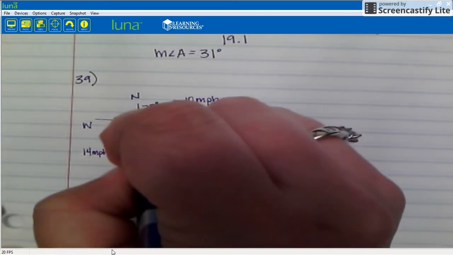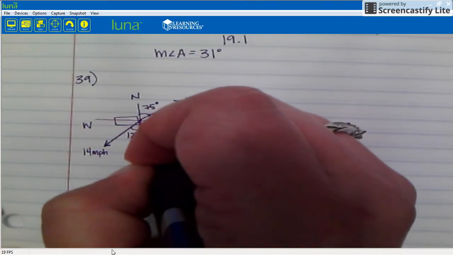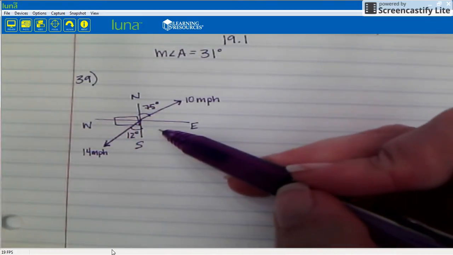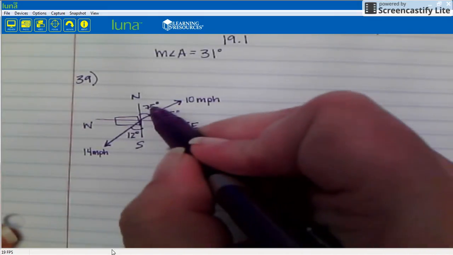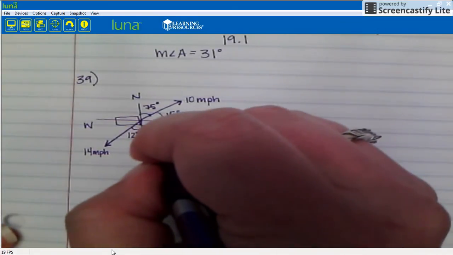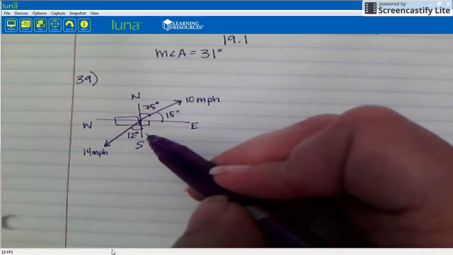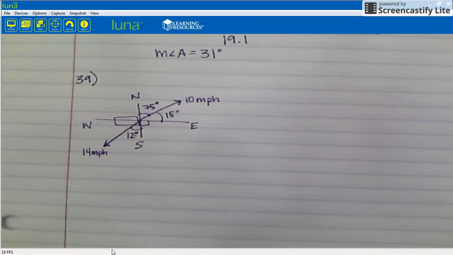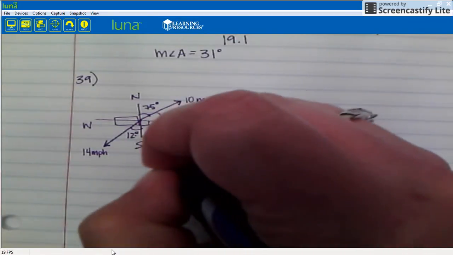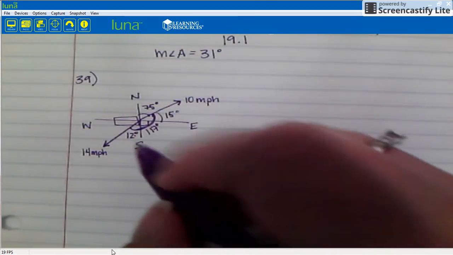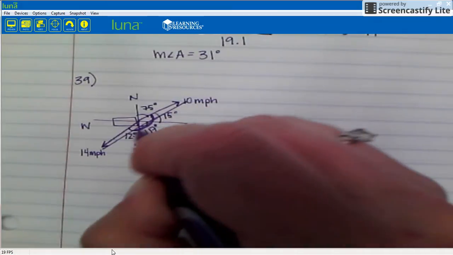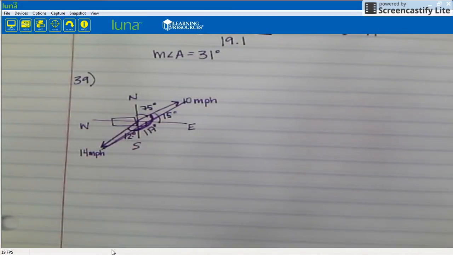So what I know is that this is 90. So I have 12 plus 90 is going to give me 102. And then this angle here is going to be 15 degrees because 90 minus 75 gives me 15. So I have 12 plus 90 plus 15. So the measure of this whole angle here is 117 degrees. And then what we want to know is if I draw in this side here, then that's how far apart my ships are going to be after 3 hours.